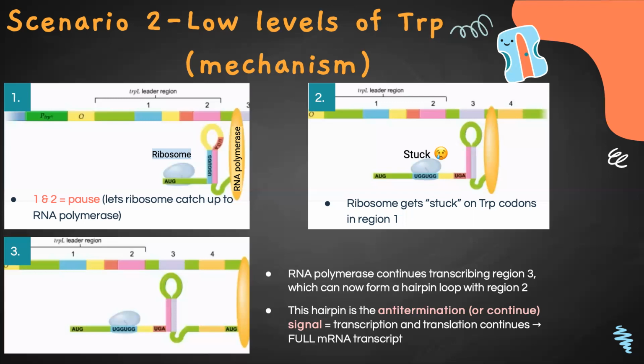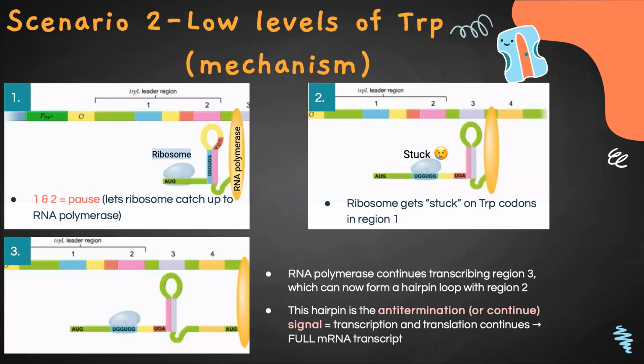But if the ribosome is stuck, then 1 and 2 can't come apart. So doesn't that mean RNA polymerase... Oh, okay. So this is 1, and then this is 2 and 3. So in the first picture, 1 and 2 are together. Then the ribosome comes over, knocks it down, and now 2 and 3 are flat again.